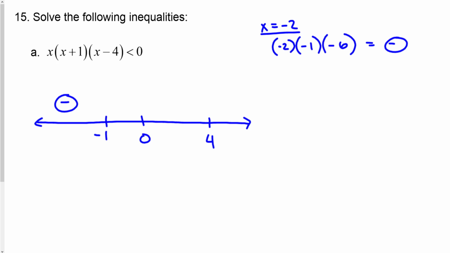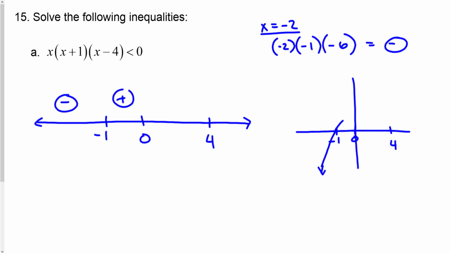So all of these zeros are multiplicity 1, which means the graph of this polynomial is going to pass through the axis at each one of these points. So if it passes through the axis at each one of those points, like for instance, let's say we're graphing this polynomial. So here's negative 1, here's 0, and here's positive 4. So if I know that this thing is starting in the negative region, and I'm going to come up and pass through the axis at this point, I know that this next region is going to be positive.